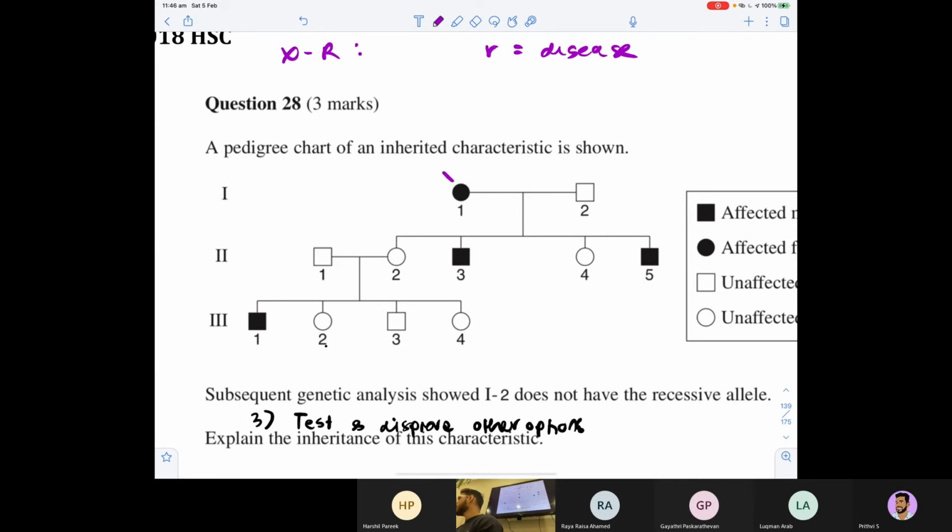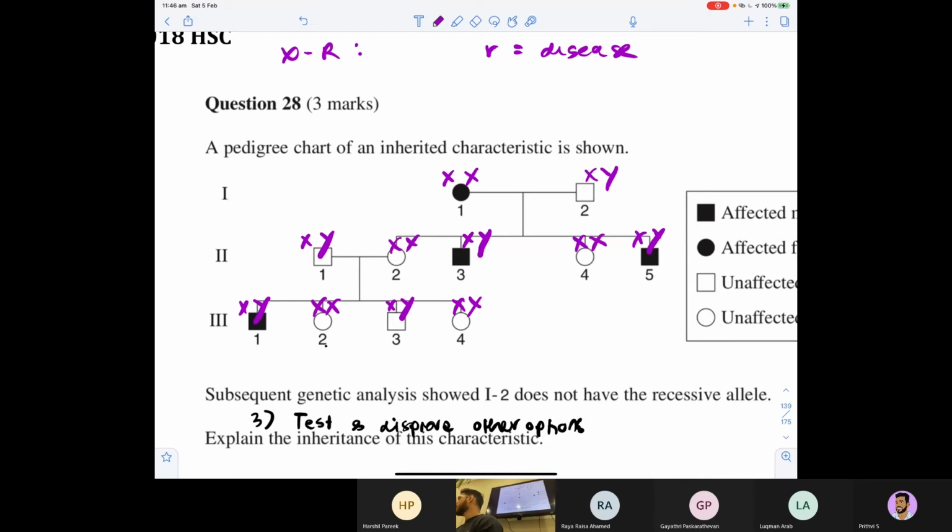Okay, now next to all females, what are we going to put? XX, right? All females get XX. And for males, what are we going to put? Good. So I'm just going to do X, Y, X, Y, X, Y, X, Y, X, Y, X, Y.